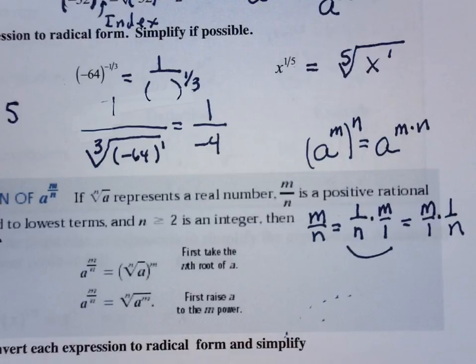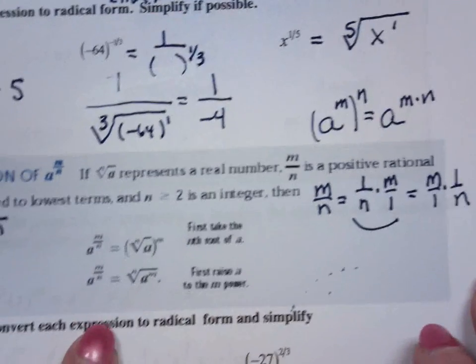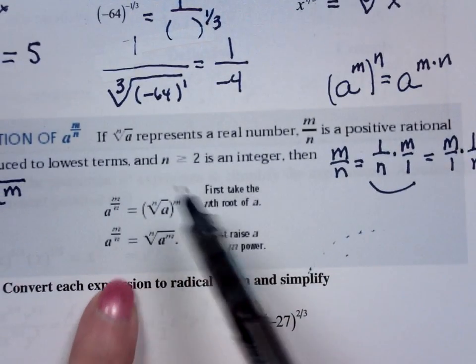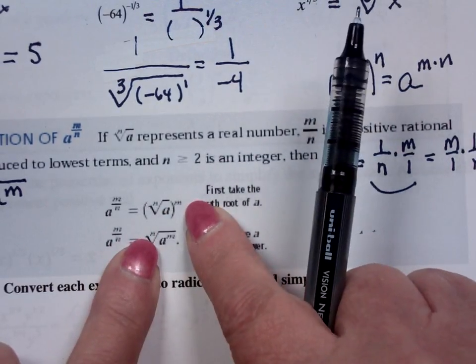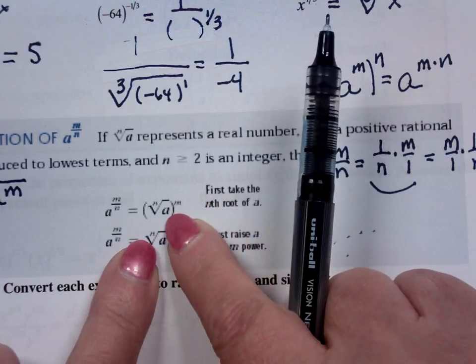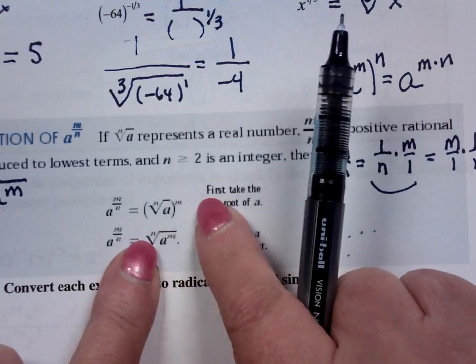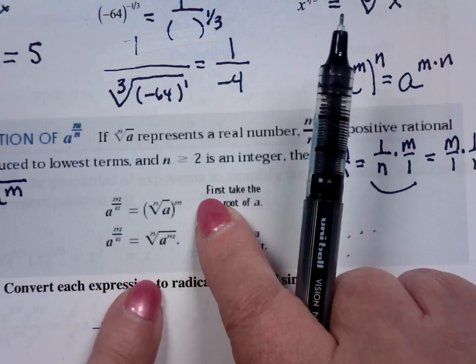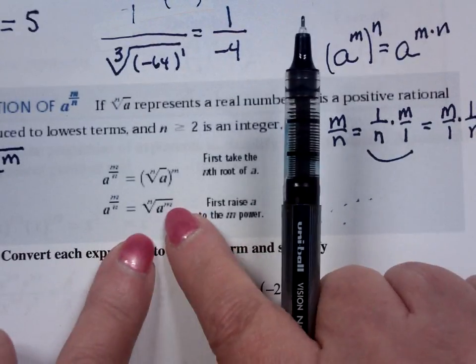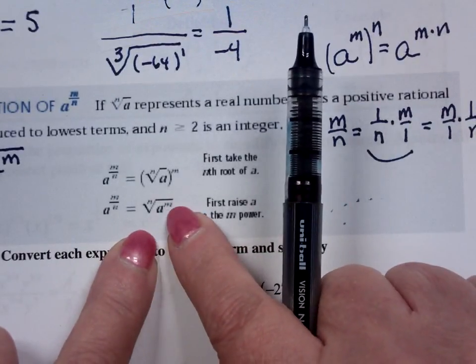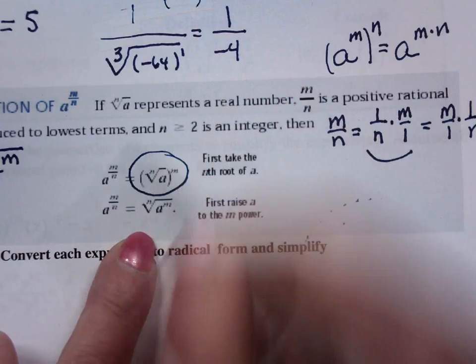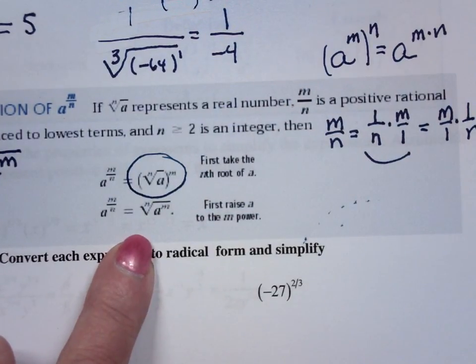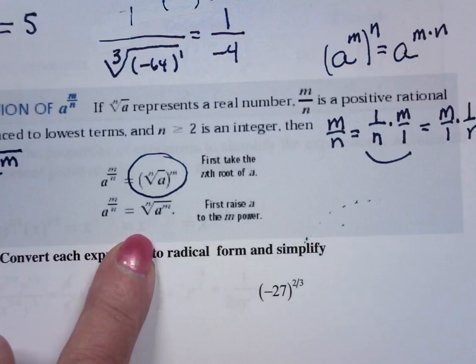Multiplication can be written in either order. So essentially, if I take a to the m over n, this says root it first, then power it. Make the number smaller, then make the number bigger. This other way says, I'm going to power it first, make the number bigger, and then try to take the root of that big number. This is the one you're going to be more interested in: make it smaller, then raise that to the power.